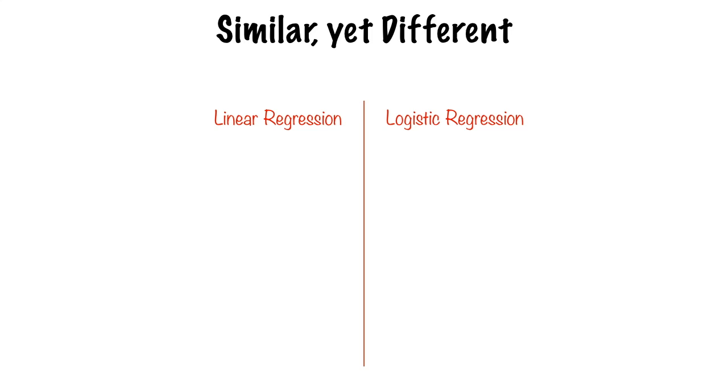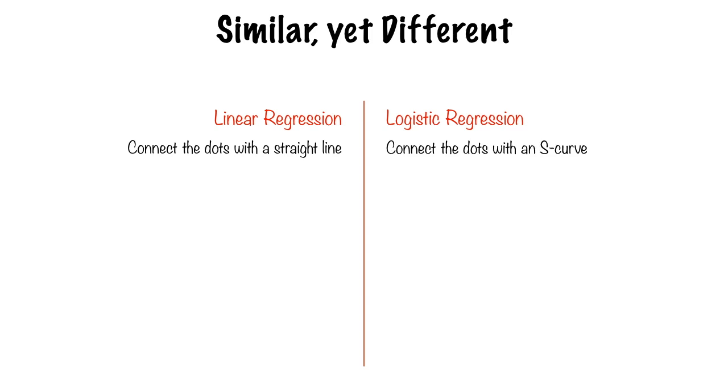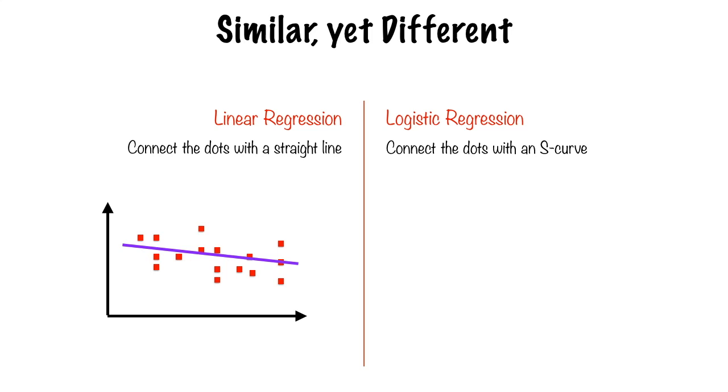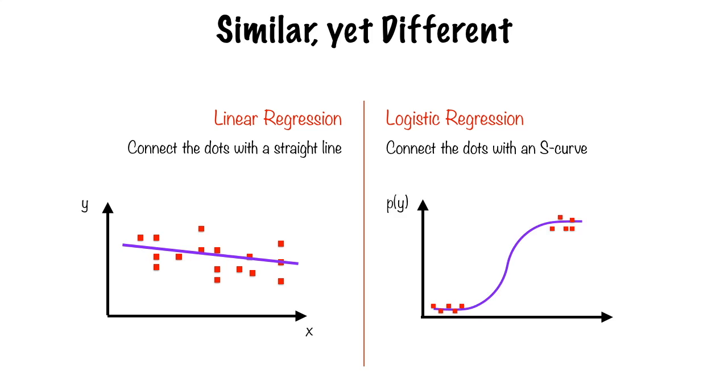Given the differing natures of the y variables, in linear regression we seek to connect the dots with a straight line. In logistic regression, we seek to connect the dots with an S-curve. And we've seen why S-curves are a good fit. They model reality pretty well in a lot of their use cases.